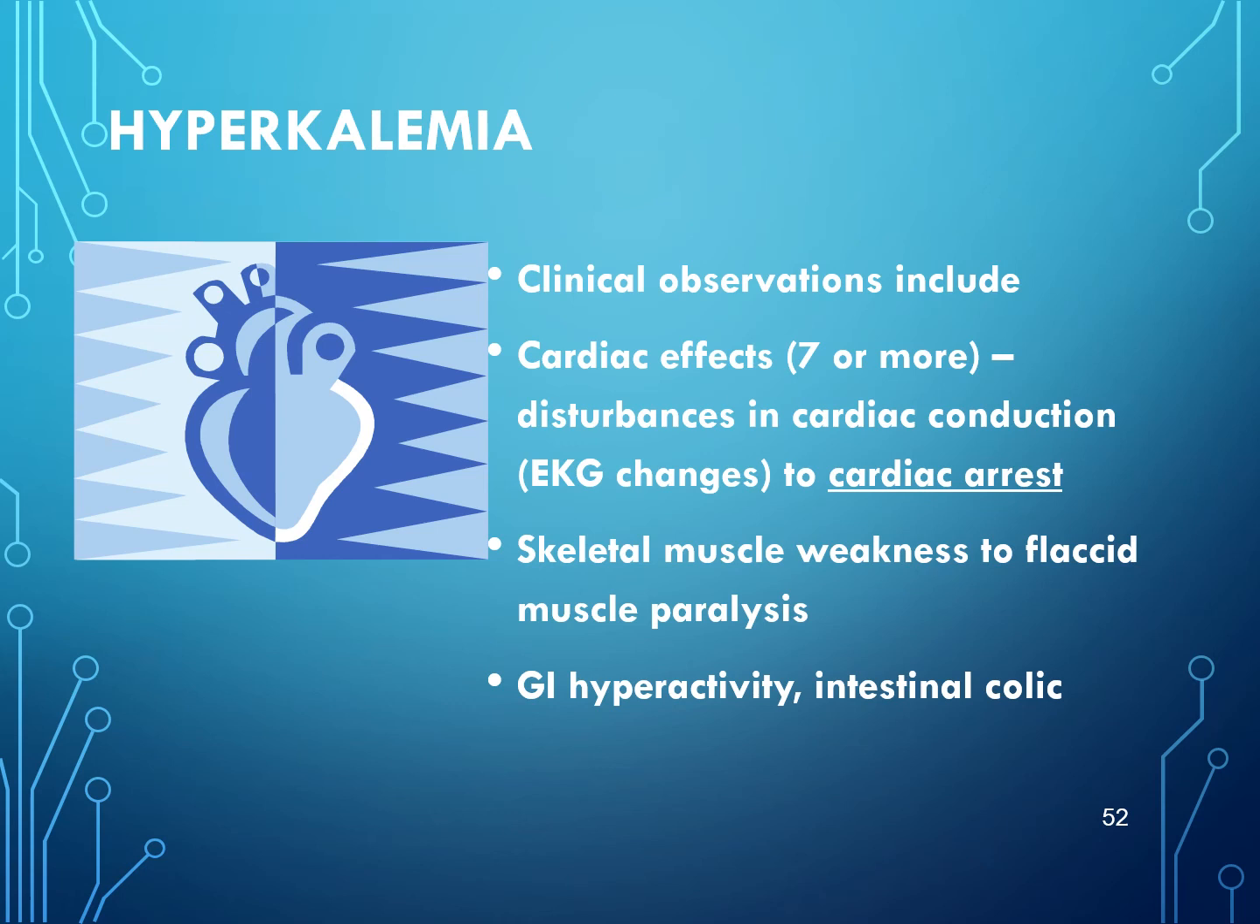We can see bradycardia and weak and irregular pulses. So remember, potassium helps with muscle function, and our heart is a muscle, so it's going to cause irregularities with that. Then we're going to see skeletal muscle weakness to flaccid muscle paralysis and absence of reflexes. Then we have GI hyperactivity, including intestinal colic and anxiety and irritability.